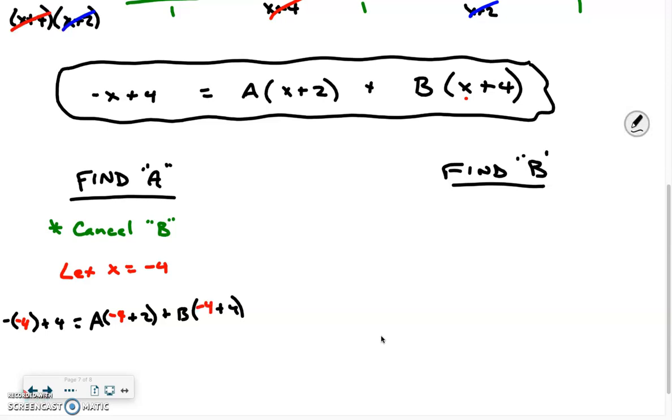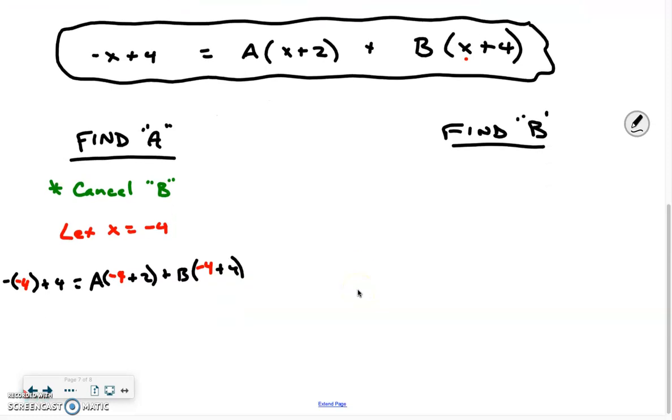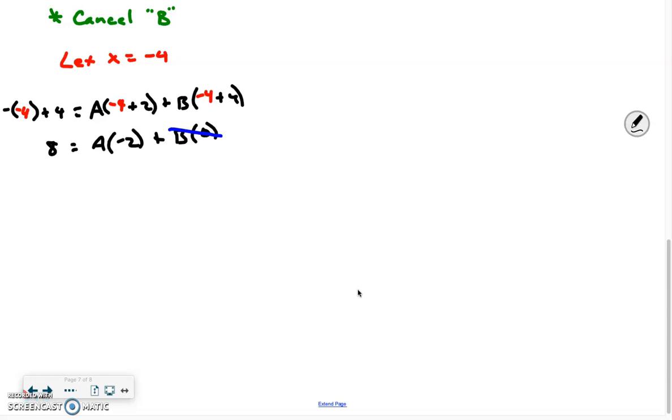So as we allow x to equal negative 4, on the left side, negative 4, positive 4 plus 4 is 8, is equal to A times negative 4 plus 2 is negative 2, plus B times negative 4 plus 4 is 0. And that's what we were hoping would occur. B times 0 is 0. It's canceled. It's gone. We now have a little bit more space here. We now have 8 is equal to negative 2A. And to isolate A, dividing both sides by negative 2, we've done it. We found that A is equal to negative 4.